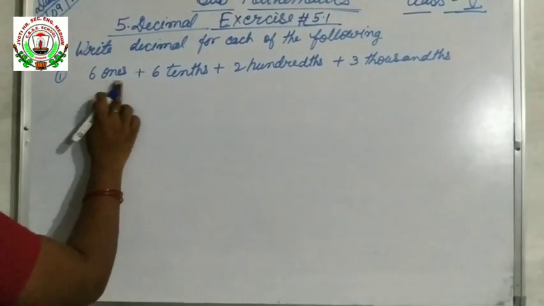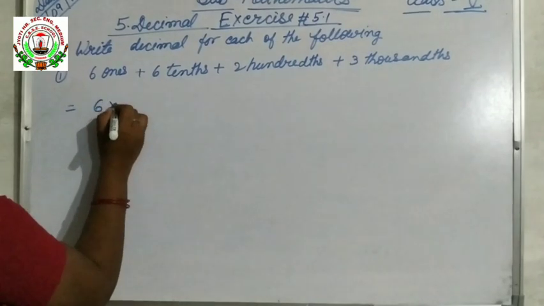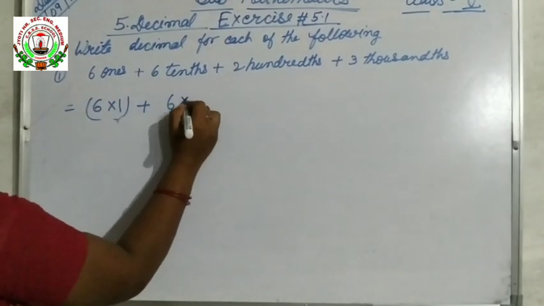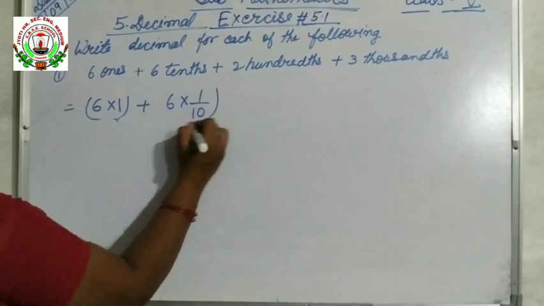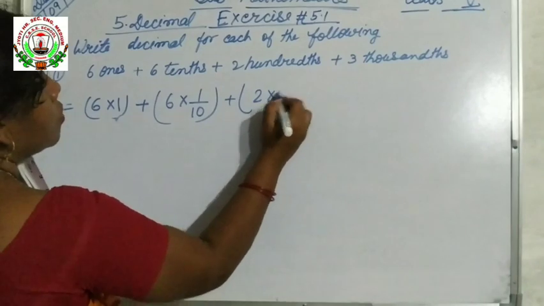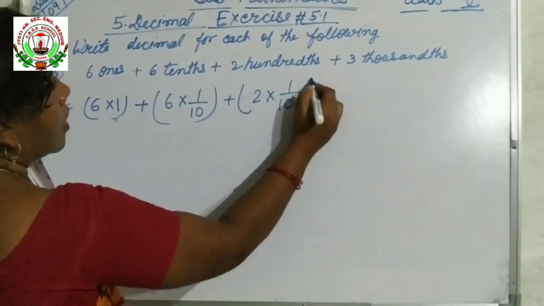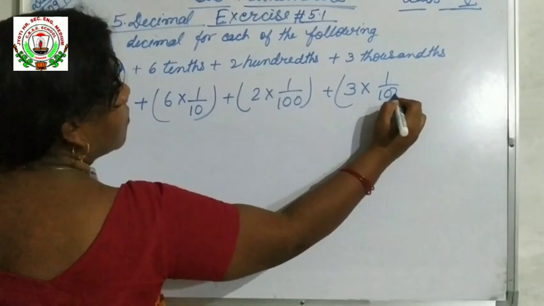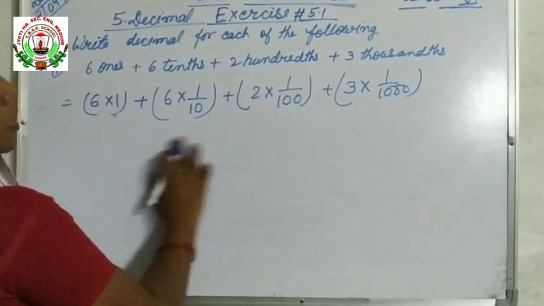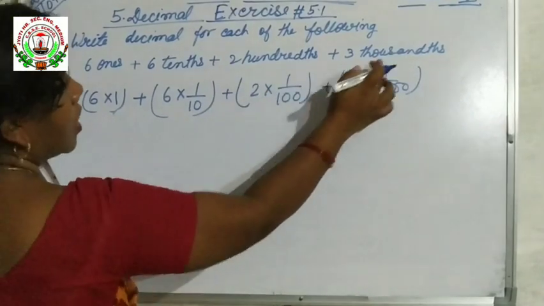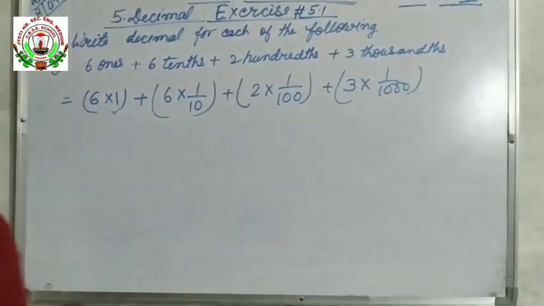Number 1, here 6 ones, that means 6 into 1 plus 6 tens. Tens means 1 by 10. Okay, next is 2 hundreds, means 2 into 1 by 100. Then 3 thousands, 3 into 1 by 1000. Understood? It is clear? Ones, tens 1 by 10, hundreds means 1 by 100, thousands means 1 by 1000.